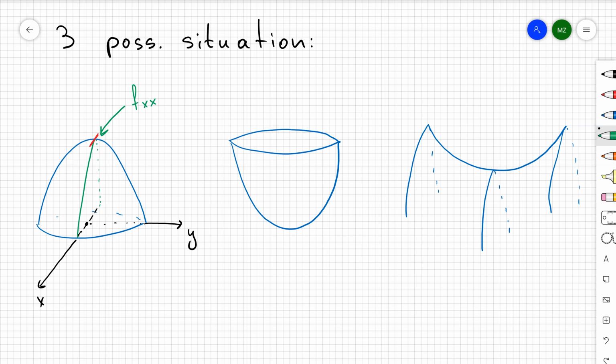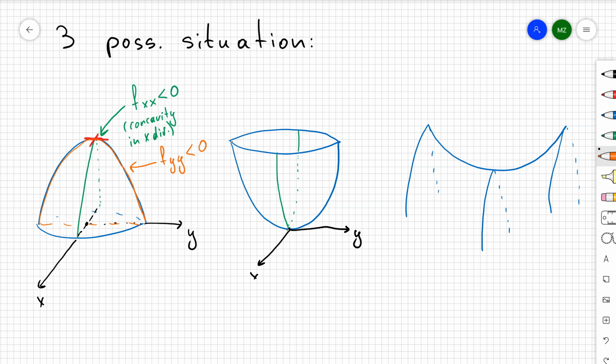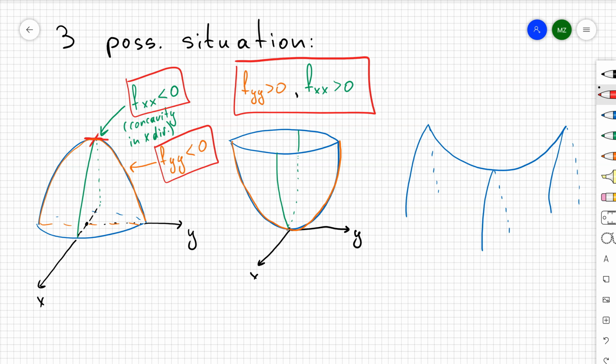Let's take the first surface, and we can see that if we consider the section along the x-axis, its concavity, in other words the second derivative with respect to x, is negative. If we consider the corresponding section along the y-axis, the orange section, its concavity is also negative. Let's do the same thing for our second surface. In that case, the concavity for the green section and for the orange section are both positive. And if we do the same for the third surface, then here's going to be something interesting.